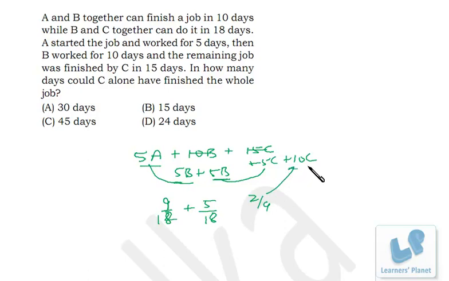Now this 2 by 9 work has been done by C in 10 days, right? This is already finished. So 2 by 9 work is done in 10 days. That means the entire work is done in 90 by 2, that is 45 days by C.